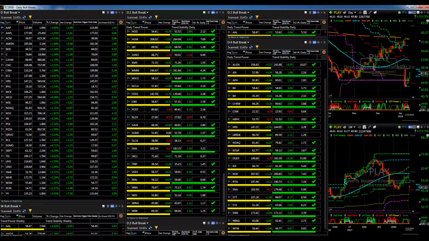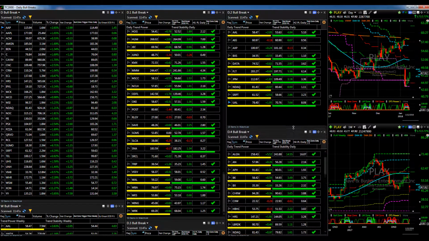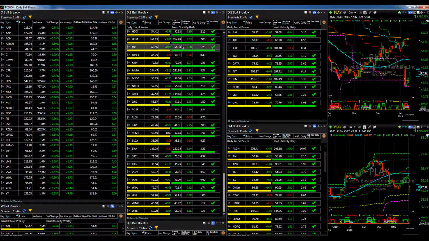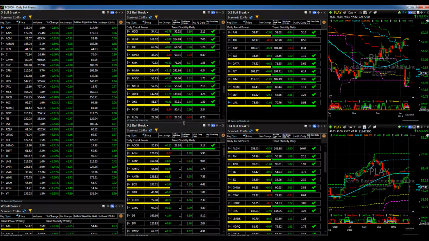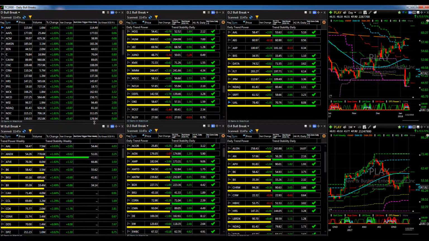I'm going to start breaking this down, and I'm going to pop some of these out just like we normally do daily and move them into the chart where we can see a bigger part of the chart like we normally do each day. And then we'll look at some charts in detail.